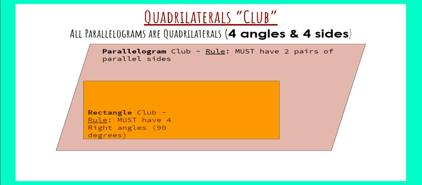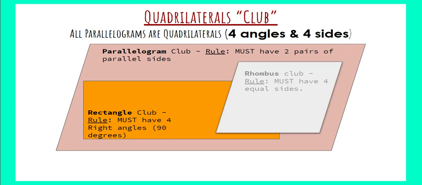Then you have the rectangle club. The rule for that is it must have 4 right angles. That, of course, is what makes up a rectangle. So the rule for that particular club is it must have 4 right angles, which each would equal 90 degrees. That being said, a right angle equals 90 degrees. Then we have another club, which is called the rhombus club. The rule for that club is they must have 4 equal sides.